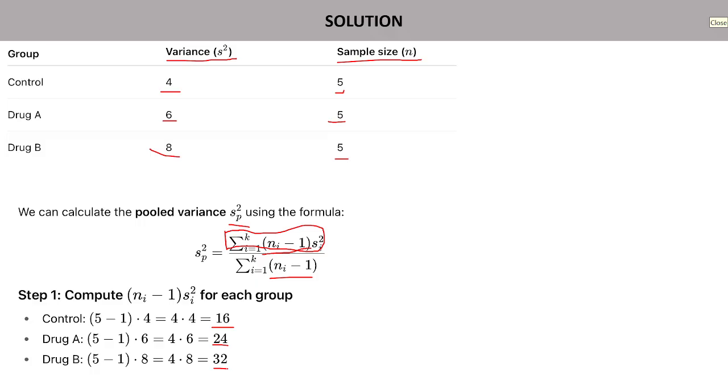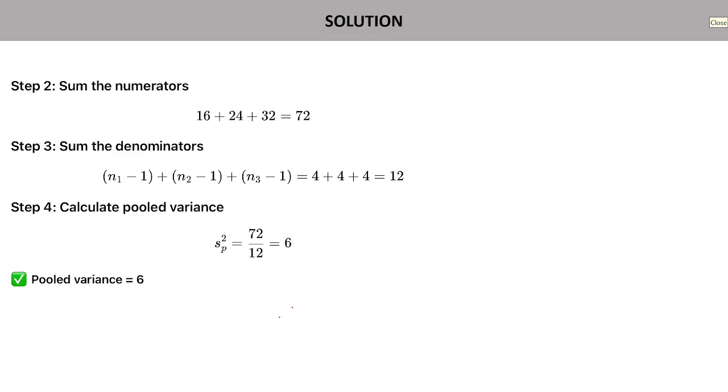So these are the values of n minus 1 into variance for each group. Now we simply have to put all these values inside the formula, dividing by the summation of n minus 1 values. So the summation of the numerator, as we calculated, is 16 plus 24 plus 32, which is 72. Okay, so this is the summation for the numerator. Now for the denominator, you just have to subtract 1 from all the n values. All the n values in this question were 5, and 5 minus 1 is 4. So 4 plus 4 plus 4, the answer is 12.